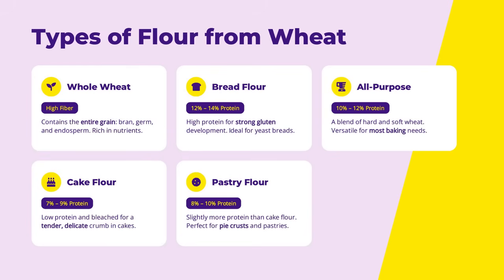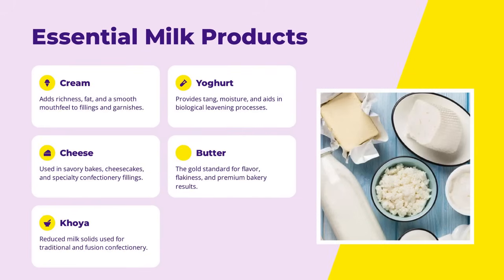Now let us move to another important group of bakery ingredients: milk products. The first product is cream. Cream contributes richness, fat, and a smooth mouthfeel to bakery fillings, frostings, desserts, and garnishes. The second product is yogurt. Yogurt provides moisture, slight acidity, and also supports certain biological leavening processes while improving flavor and texture.